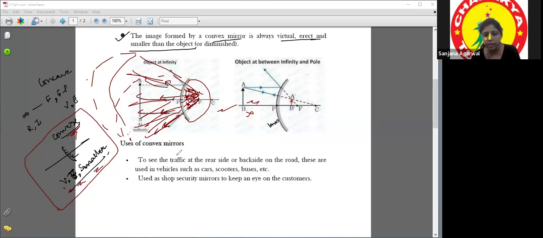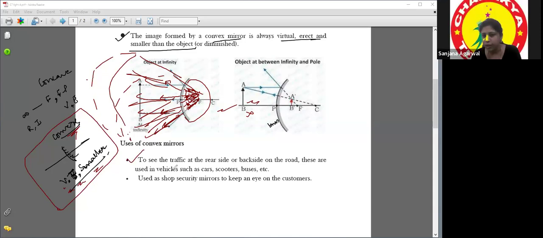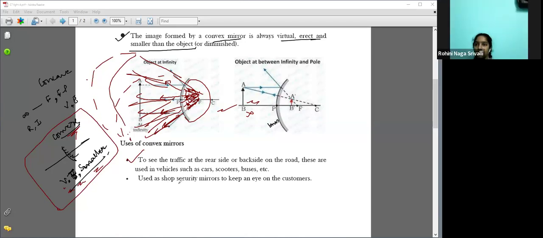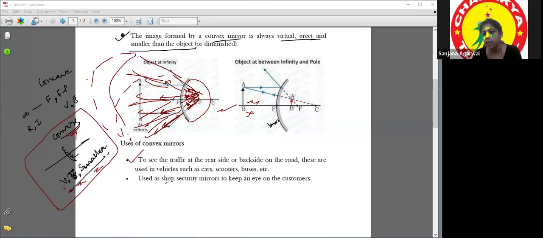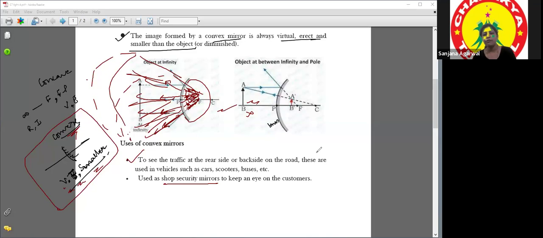Okay, so the use of convex mirror is to see the traffic at the rear side or back side on the road. These are used in vehicles, cars, scooters, buses, etc. And in public areas, why are they installed as a security mirror, a shop security mirror, to keep an eye on customers? Because one cannot look at so many customers at a 180-degree angle. But if we fix a small convex mirror at the corner, only looking at the mirror will tell me which person is doing what. Is it fine? Now got it?